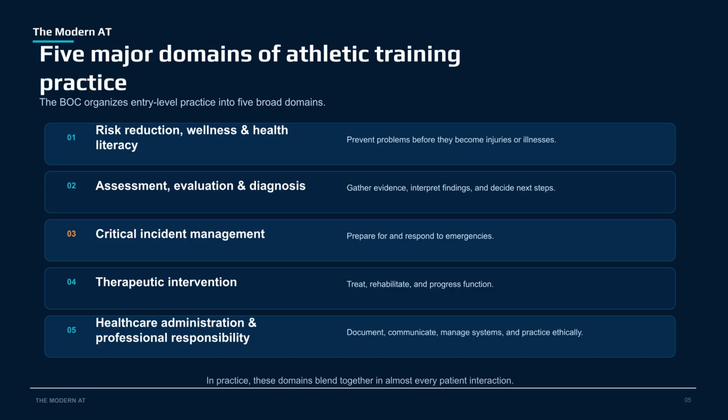The Board of Certification organizes athletic training practice into 5 major domains: risk reduction, assessment and diagnosis, critical incident management, therapeutic intervention, and healthcare administration. These domains show the breadth of the profession. In practice, they blend together in almost every patient interaction.